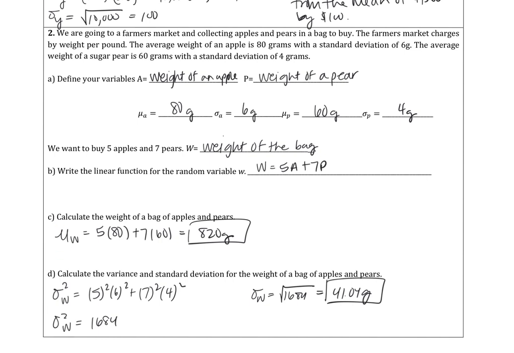The average weight of the bag is going to be 5 times, instead of A, we plug in the associated mean, which is 80 grams, plus 7 times P, we plug in the associated mean, which is 60 grams. That's 820 grams total. For the standard deviation and variance, we follow the formula, which is leading coefficient squared times the associated standard deviation squared plus next leading coefficient squared times associated standard deviation squared. The variance is 1,684. The standard deviation is the square root of that, which is 41.04 grams.